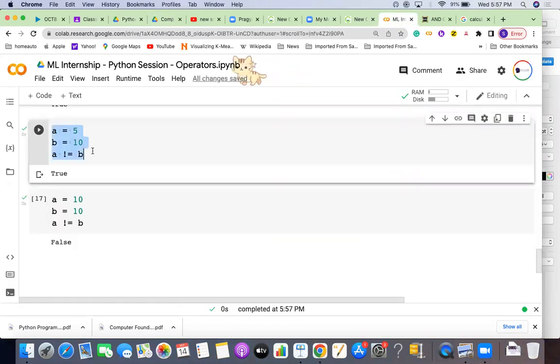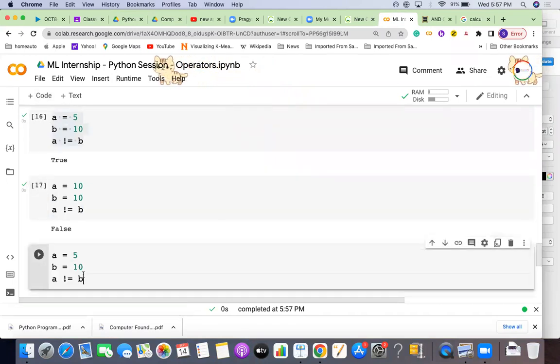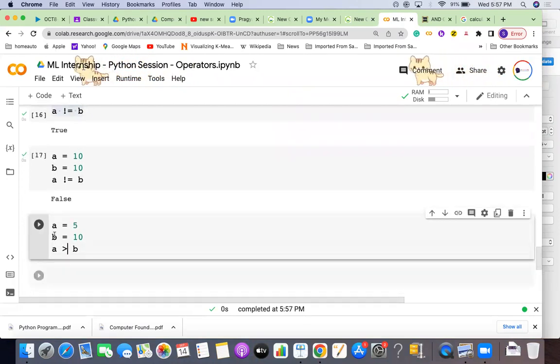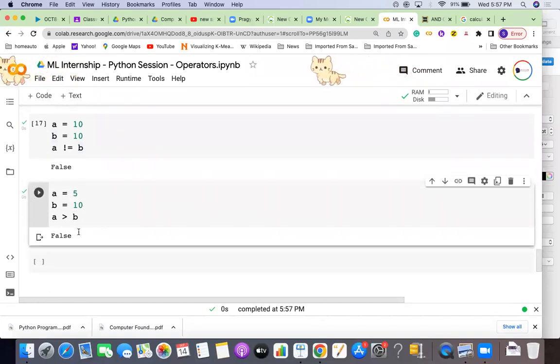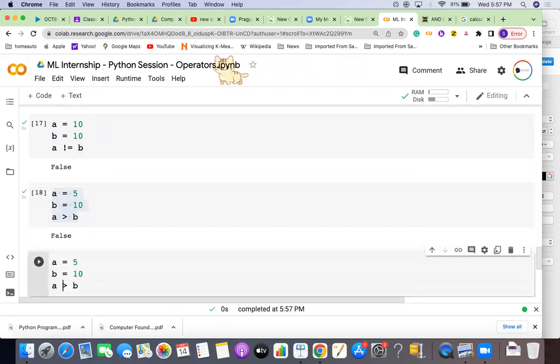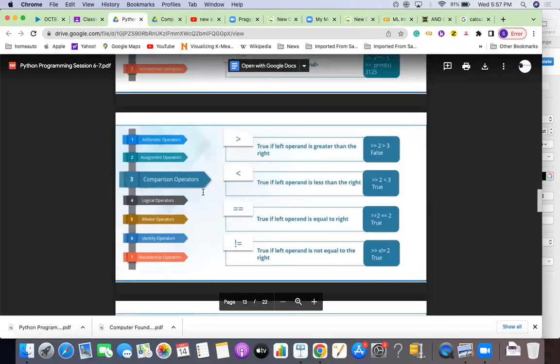This also will give the result in Boolean form. Now I'm trying greater than. If A is greater than B is true, then it will be true, but A is lesser than B, so it is not true. Other way around, it should be true. Fine. So next, any questions here so far?